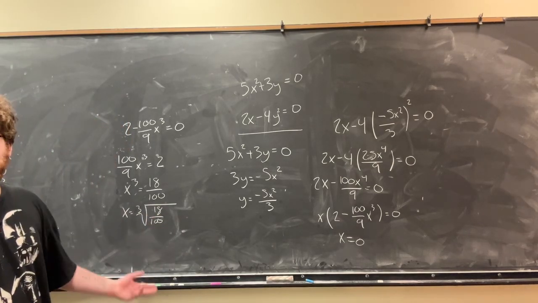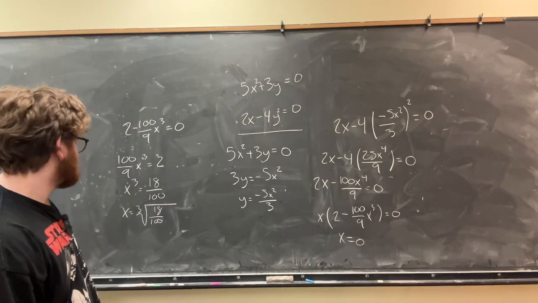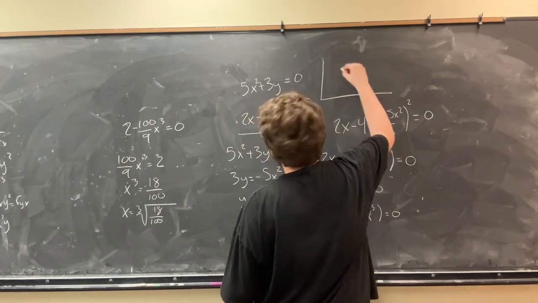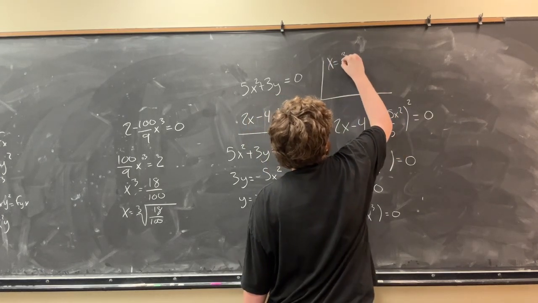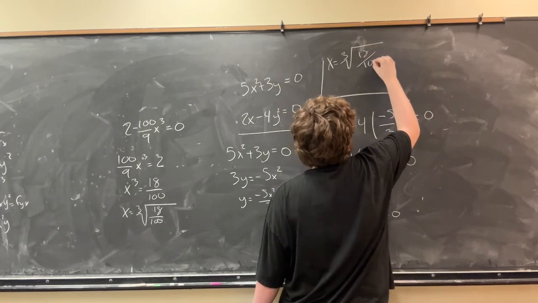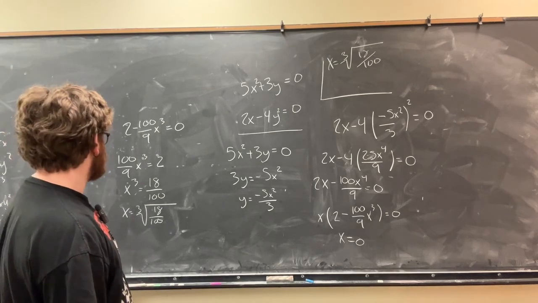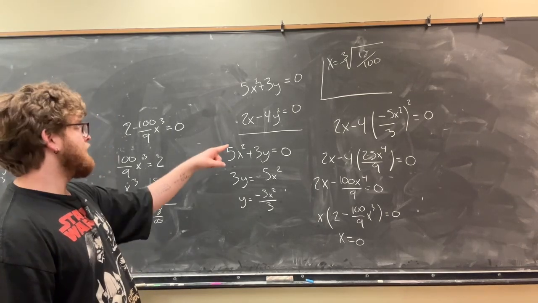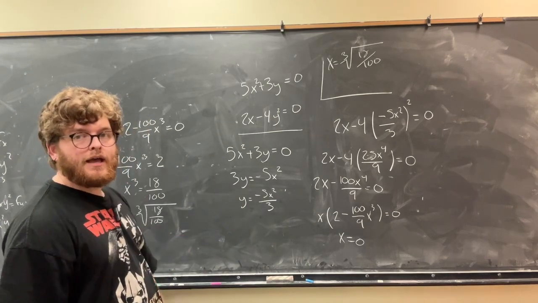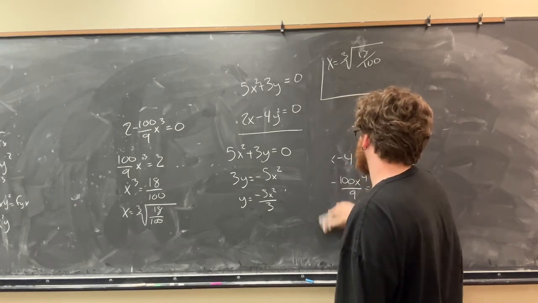This is a kind of gross answer, but I just made up the problem on the fly, so we can't really hope for much. So that tells me that x is equal to the cube root of 18 over 100, which is probably some decimal value I don't feel like calculating. Now that we have a value of x, we have y in terms of x, so we can plug in x and get y. It's going to be a really gross answer, I can tell you that already.